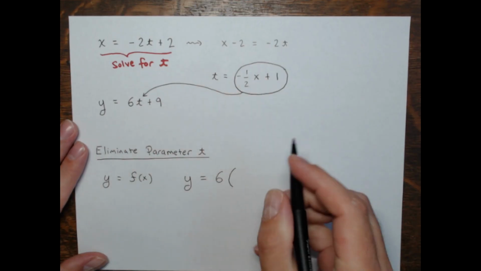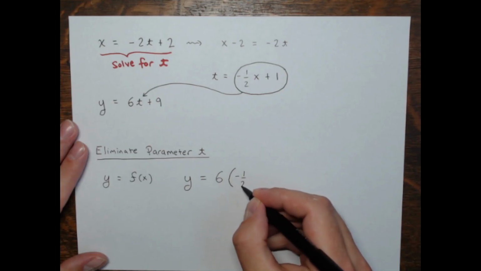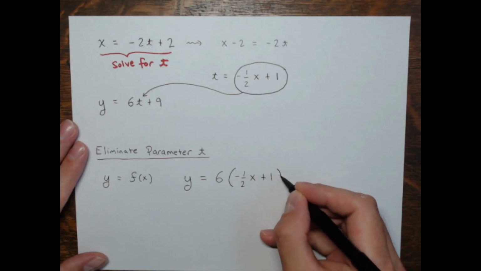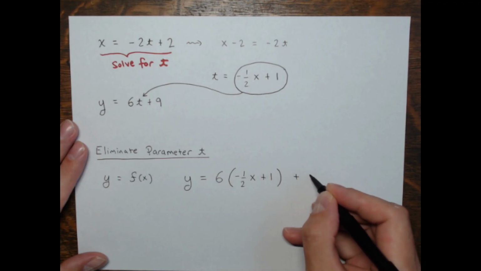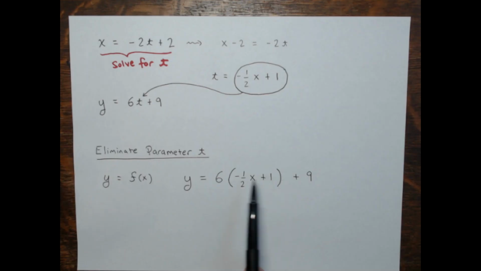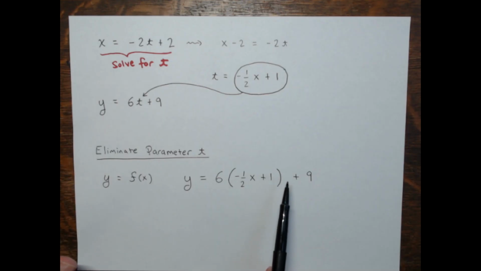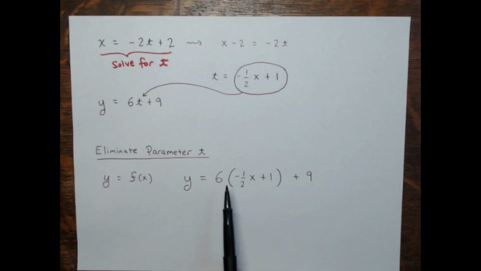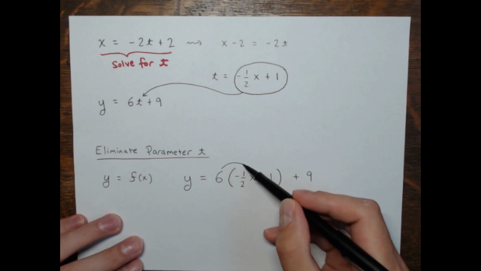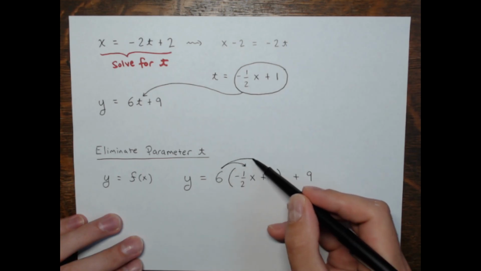But t is replaced by negative 1/2 x plus 1, and then you have plus 9 after that. And this is great. This is true. This is correct. But of course, they're probably going to want you to simplify things. I know I would. So let's get rid of the parentheses here by distributing the 6, right?